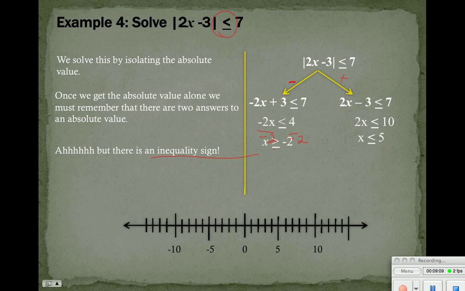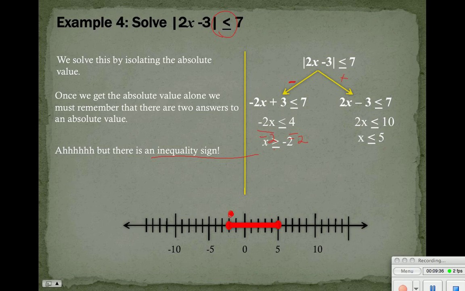Bring up our number line. There's our 5, and notice it's colored in, and the negative 2 is colored in because we have an equal sign. But what's this line doing in the middle? On the last problem, they went to the left and to the right. Well, this one right here is saying go to negative 2. You can pick negative 2, so we color it in.